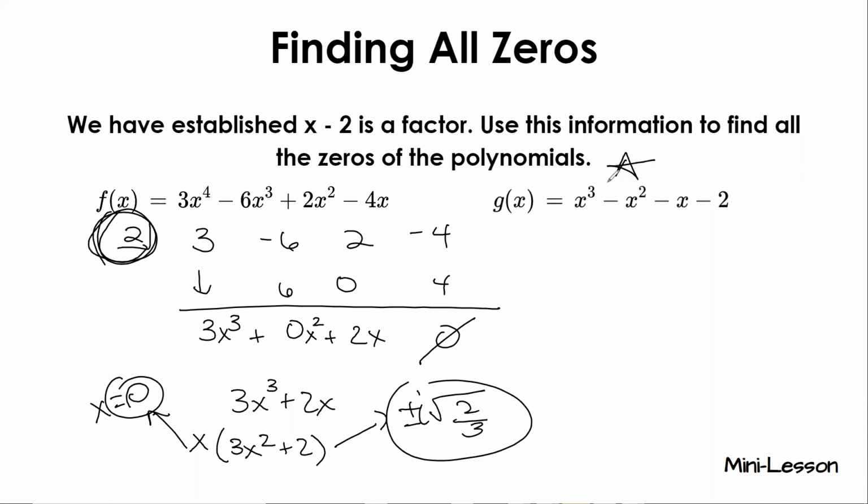Can you try this one? You can at least synthetically divide. So we're going to switch the sign. We're going to list out our coefficients: 1, -1, -1, -2. We bring down the first term, multiply, add, multiply, add, multiply, add. So it's a factor. Now we take down the exponent: x squared plus 1x plus 1.